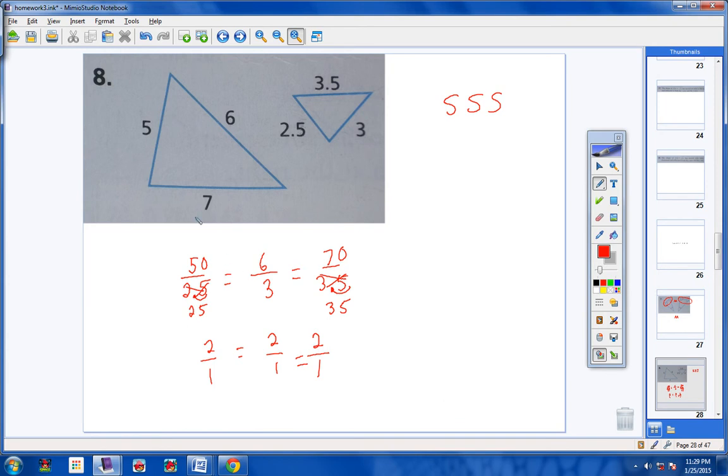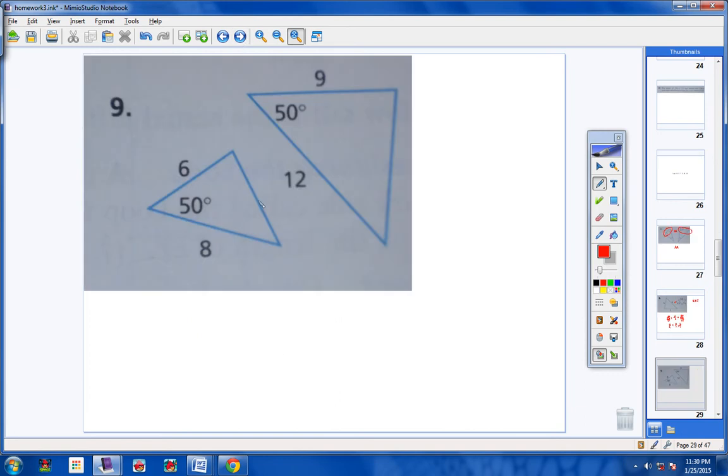Remember, if three sides of one triangle are proportional to the other corresponding three sides of the other triangle, then the two triangles are similar. Okay? Alright, number 9. Well, here we go.